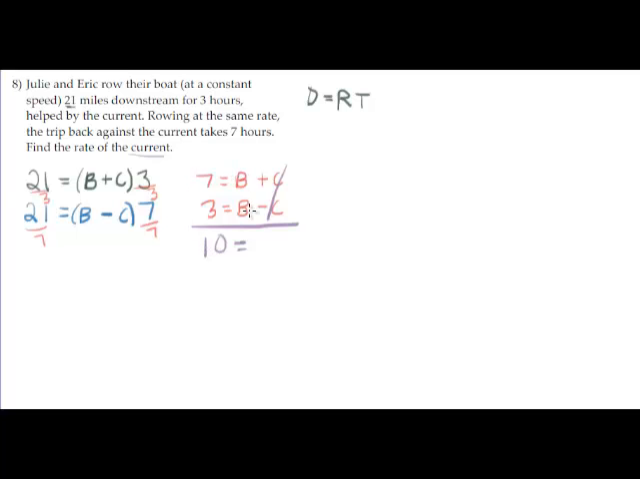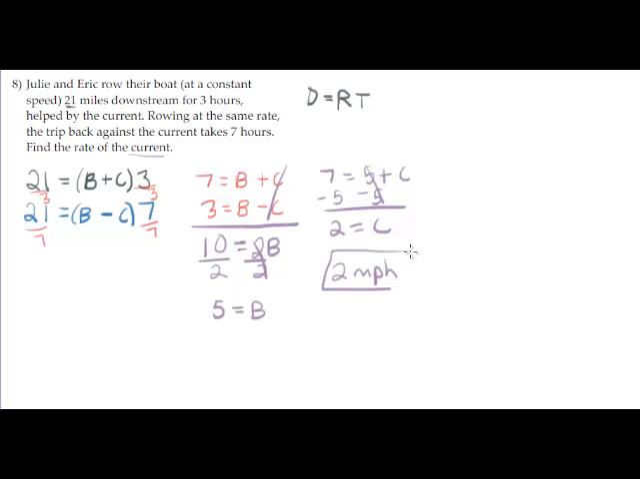7 plus 3 is 10. B plus B is 2B. Divide by 2 on both sides. We get 5 equals B. Then that means that if we plug that back in up here, 7 equals 5 plus C, I would subtract 5 from both sides and get that the speed of the current is 2. So our answer would be 2 miles per hour.